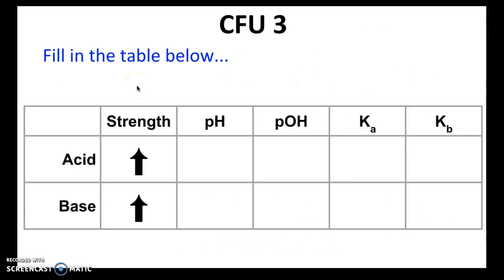All right, now I want you to try this CFU. This is a super important skill, and that skill is qualifying the values for these quantifiers based on the strength of the acid and base. So knowing, if I have a stronger acid, what's going to happen to pH? What's going to happen to pOH? What's going to happen to Ka? What's going to happen to Kb? And the same thing for a base. So this is a qualitative thing. You're going to pause this video now. When you press play again, the answer will be revealed.